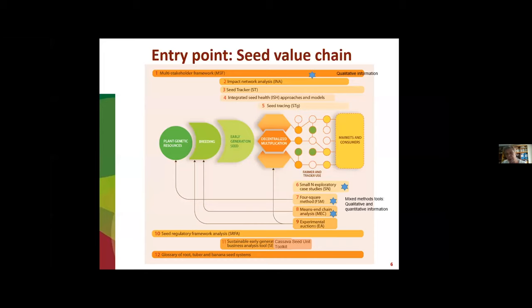I want to come back to this interdisciplinary nature of these tools. You see now the animation that came in, and it says the multi-stakeholder framework is largely a qualitative tool, meaning that the information collected with it is principally written words. It is the knowledge of stakeholders about what they know about the seed value chain and their perspectives on the challenges and opportunities to improve the seed system.